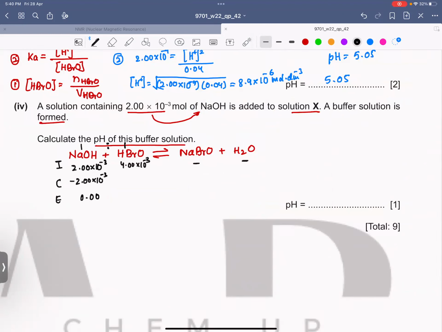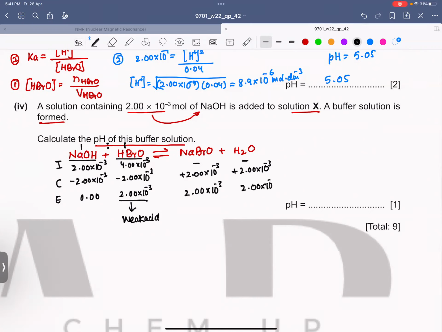Now, as the mole ratio of sodium hydroxide and HBrO is exactly the same, if 2 exponent minus 3 moles of sodium hydroxide are consumed, then exactly the same moles of HBrO would also be consumed. So at equilibrium, we are left with 2 exponent minus 3 moles of this acid, and we know this is a weak acid, right? Now, the change observed at the product side would be positive 2.00 exponent minus 3 for NaBrO and positive 2.00 exponent minus 3 for water as well. So at equilibrium, we would get 2 exponent minus 3 moles of NaBrO and 2 exponent minus 3 moles of water.